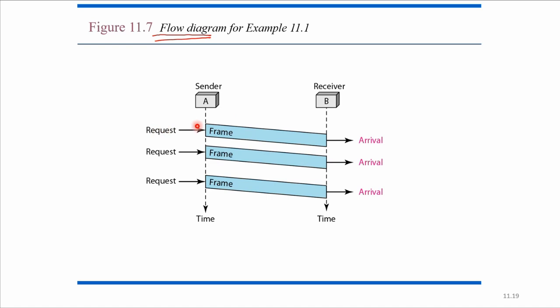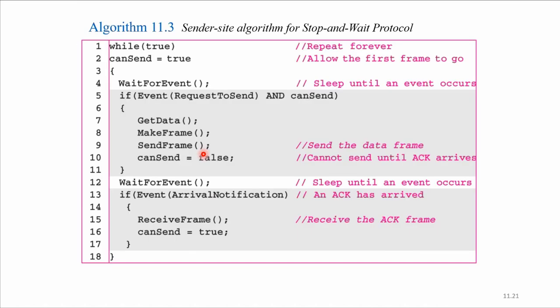So whenever there is a request, a frame is sent. It will not be worrying about anything, acknowledgement and all. So this is the basic idea of flow control for the simplest protocol.